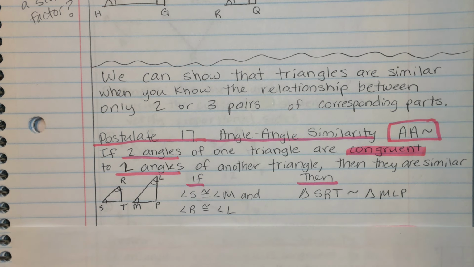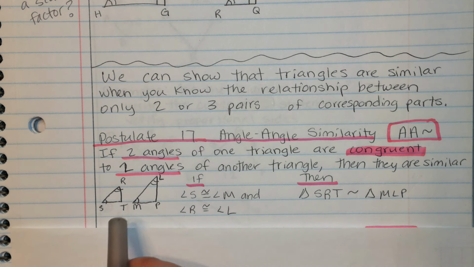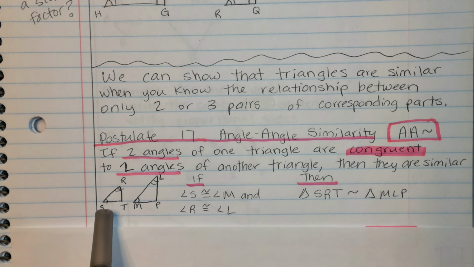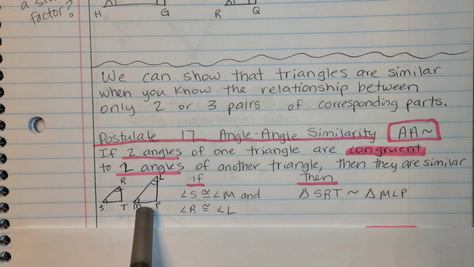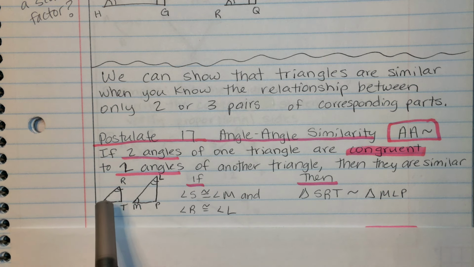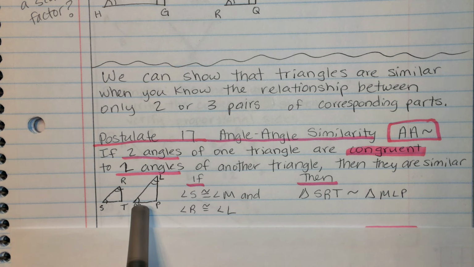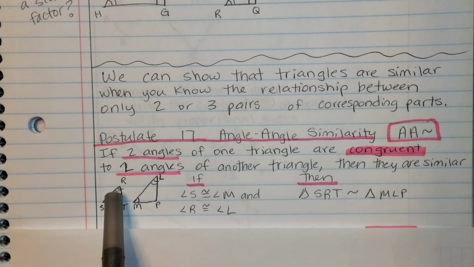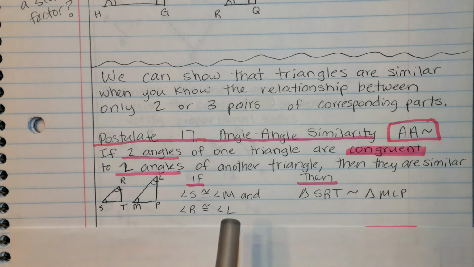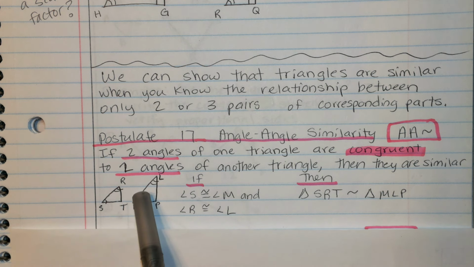So here we have the diagram. Again, just do your best to draw. It doesn't have to be perfect. You can tell these triangles are not congruent. They are not the same size. However, they do have the same shape. So they have the same 2 angles. You can see they're marked congruent, one arc at S and one arc at M, 2 arcs at R, and 2 arcs at L. So they have 2 congruent angles, so therefore the triangles are similar.